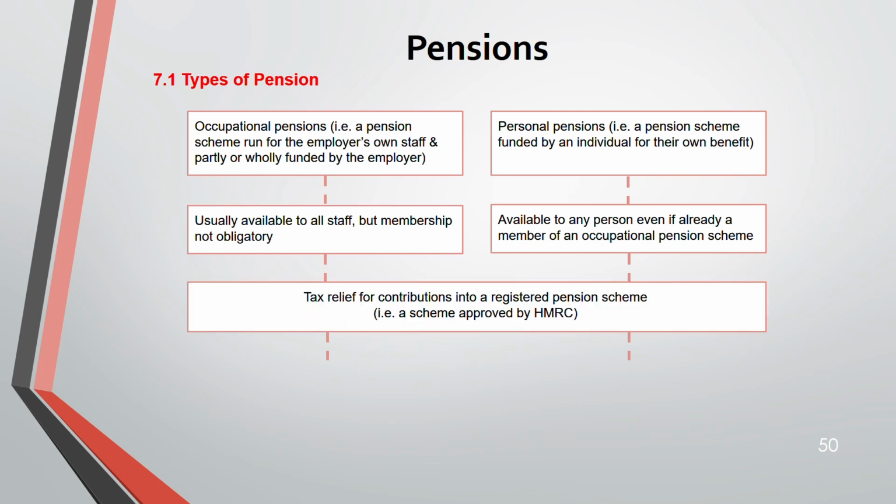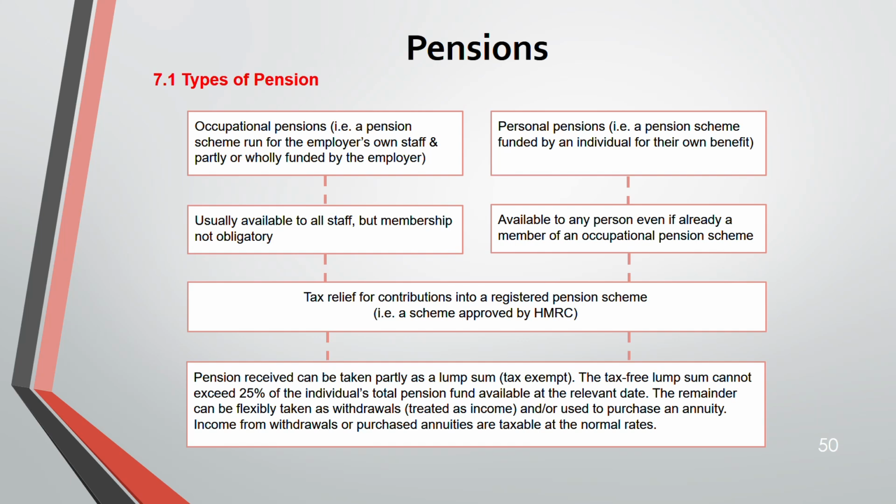Under both the schemes, doesn't matter whether you are occupational pension or personal, there's a tax relief, tax advantage if you are contributing into a registered pension scheme, not unregistered. Registered means the scheme that is approved by HMRC. In your exam, they will tell you whether it's approved or unapproved, whether it's registered or not registered pension scheme.